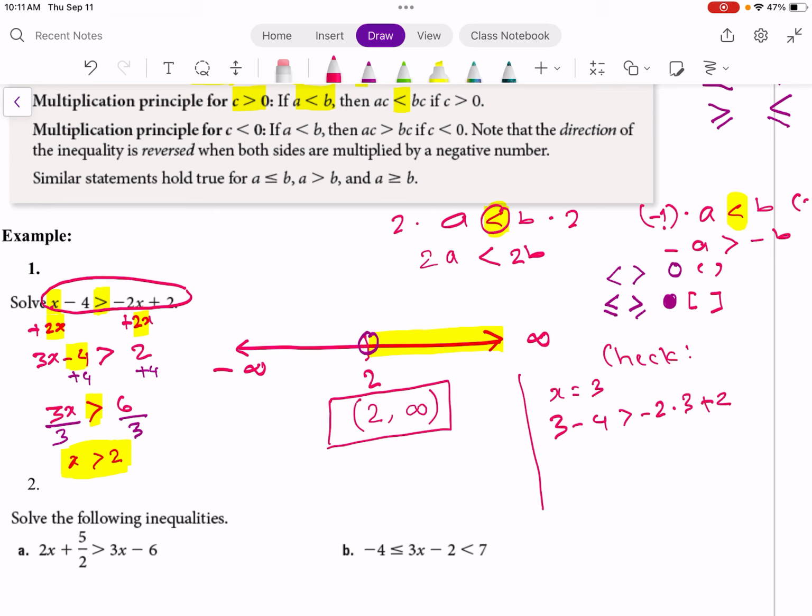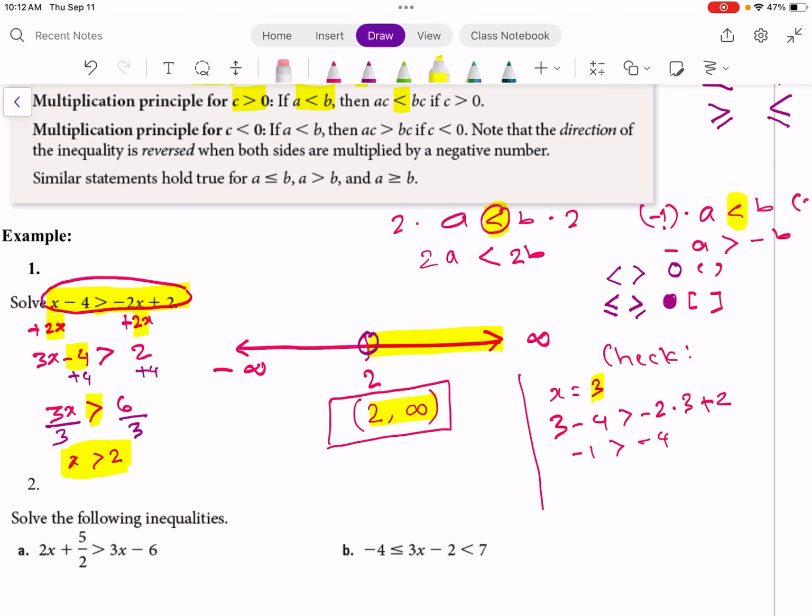3 minus 4, negative 1, is greater than negative 2 times 3, negative 6 plus 2, that is negative 4. And negative 1 is greater than negative 4. Isn't this true? This is true, right? It means 3 is one solution for this inequality. Okay, so every number which is greater than 2 is a solution for this inequality.